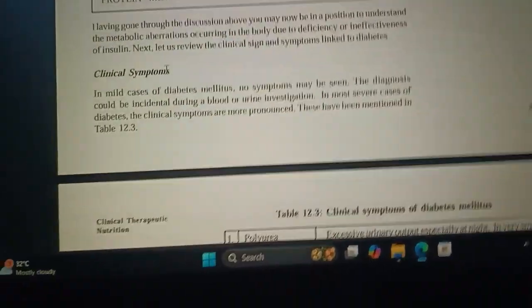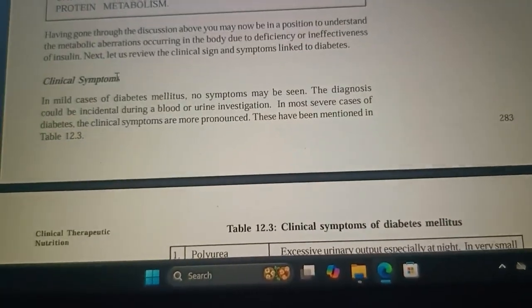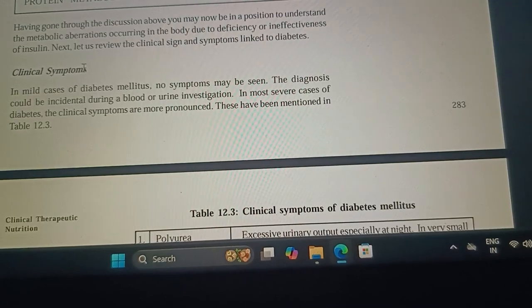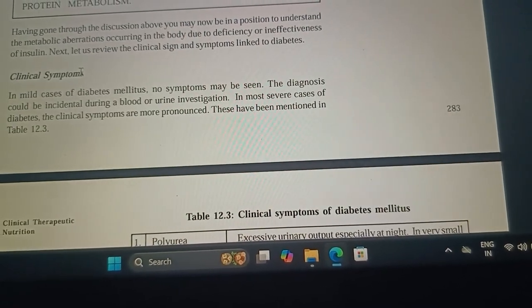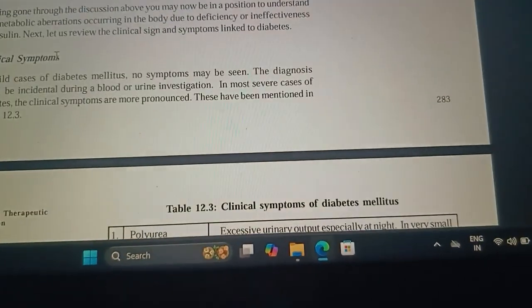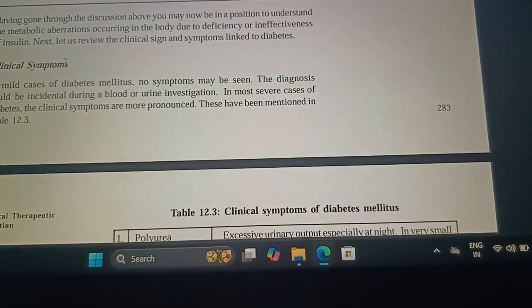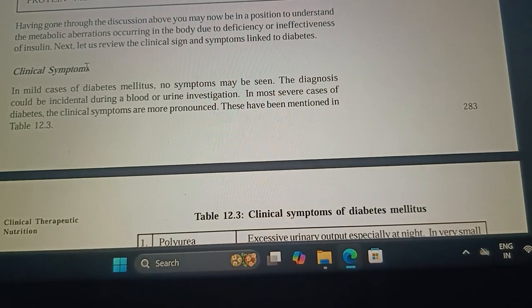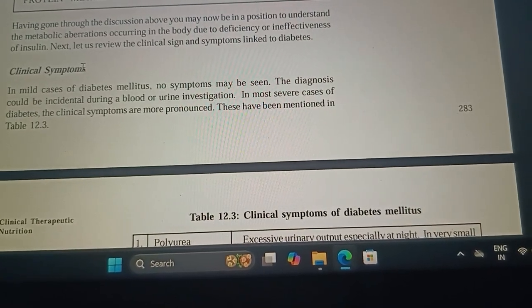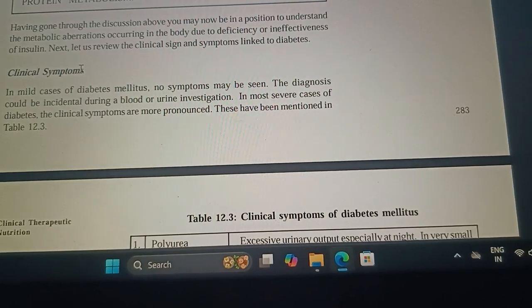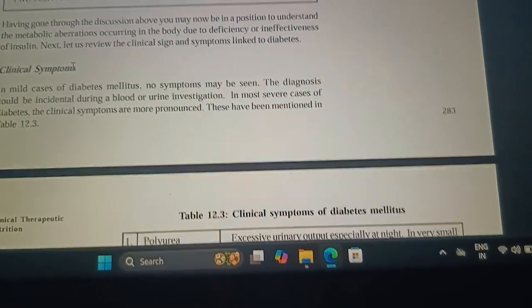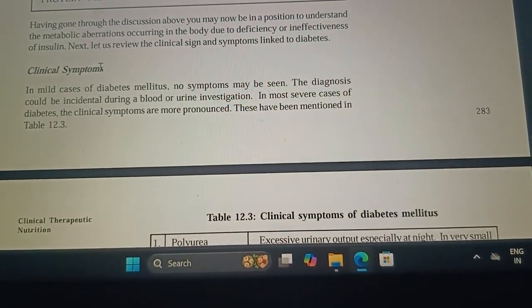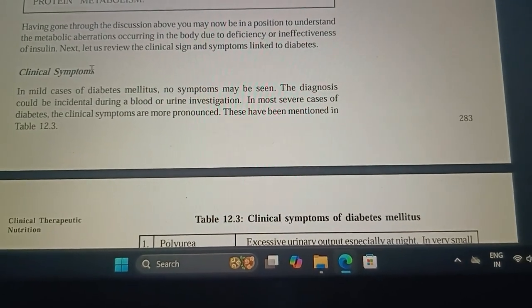In mild cases of diabetes mellitus, no symptoms may be seen. The diagnosis could be incidental during blood or urine investigations. As it says, in mild cases or at the start of diabetes mellitus, there will be no symptoms. But mostly we will discover it by routine blood or urine investigations. We will discover that we may have diabetes, or pre-diabetic conditions, or diabetes itself.